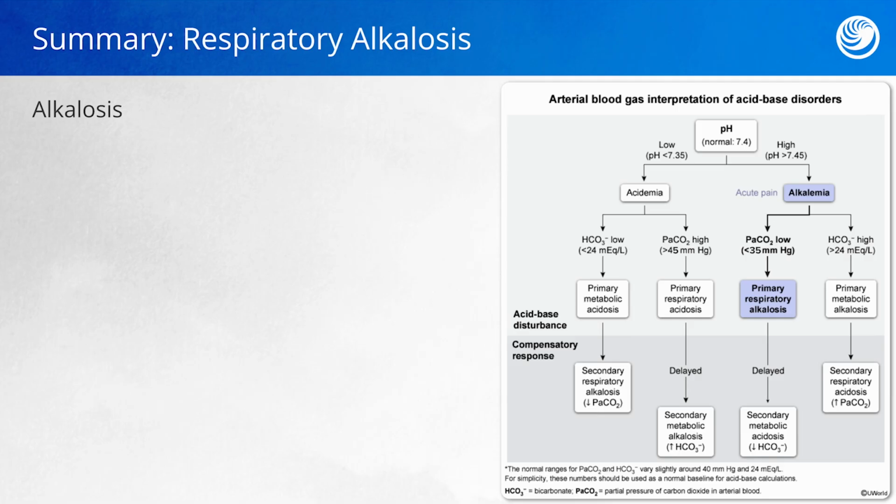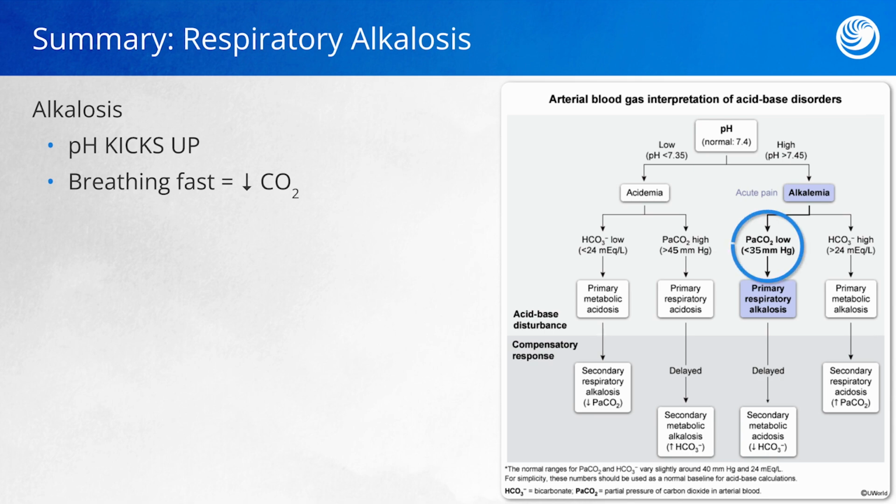Let's summarize respiratory alkalosis. Now remember, in alkalosis, we're going to start with that pH. Look at the image on my right. My pH is kicked up. It's going to be over 7.45. Now, because my patient is breathing fast, we're going to be blowing off CO2. So that CO2 is going to be low. It's going to be under 35.